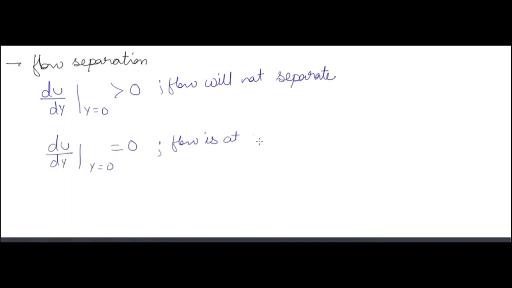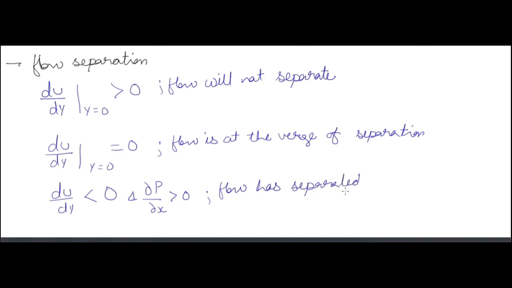Now flow separation. At any point x, if the velocity gradient at the surface is positive, then the flow will not separate. If the velocity gradient at the surface is equal to 0, the flow is at the verge of separation. And if the velocity gradient at the surface is negative and the pressure gradient along the downstream is positive, then the flow will separate.